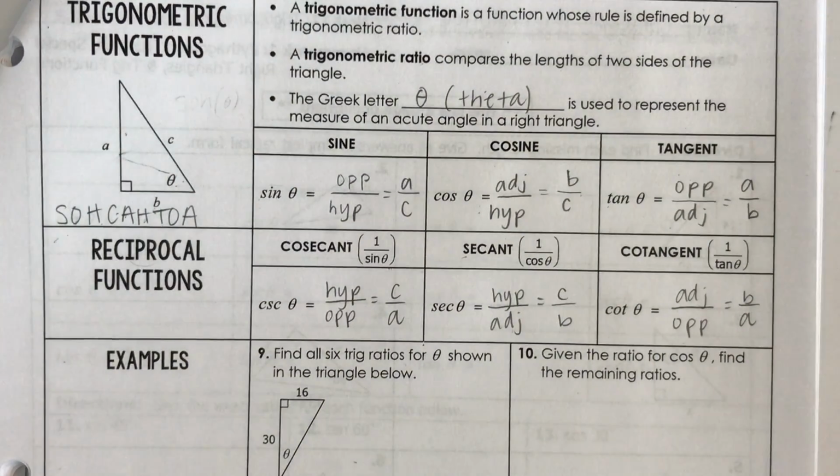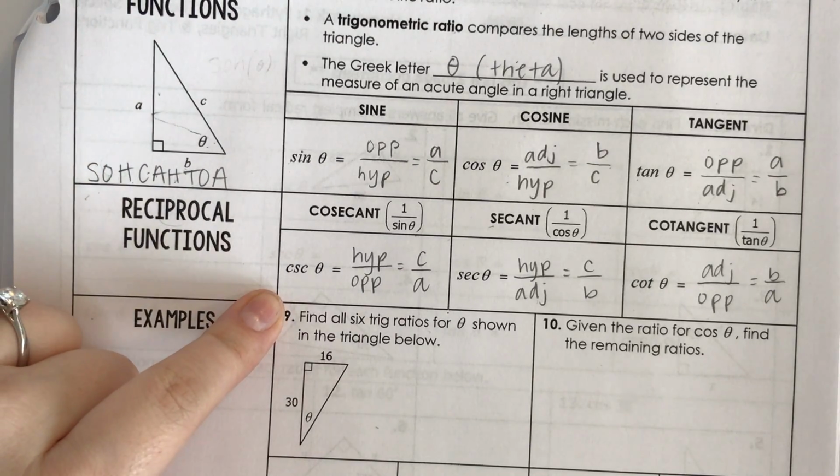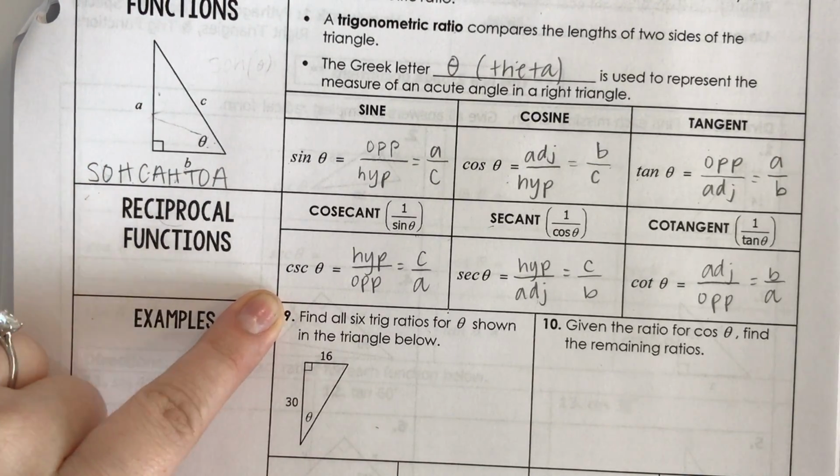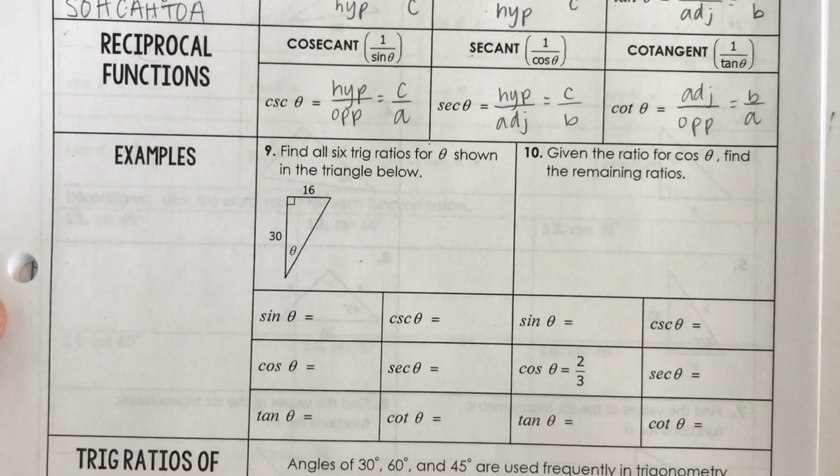All right, let's do one example in the video, and then we'll do one example in class. Okay? So we're going to do number 9. I know this is a lot to take in. I don't have a mnemonic device to remember these, but just remember SOHCAHTOA, flip it over, and there's your reciprocal functions, okay? All right, let's do one example.